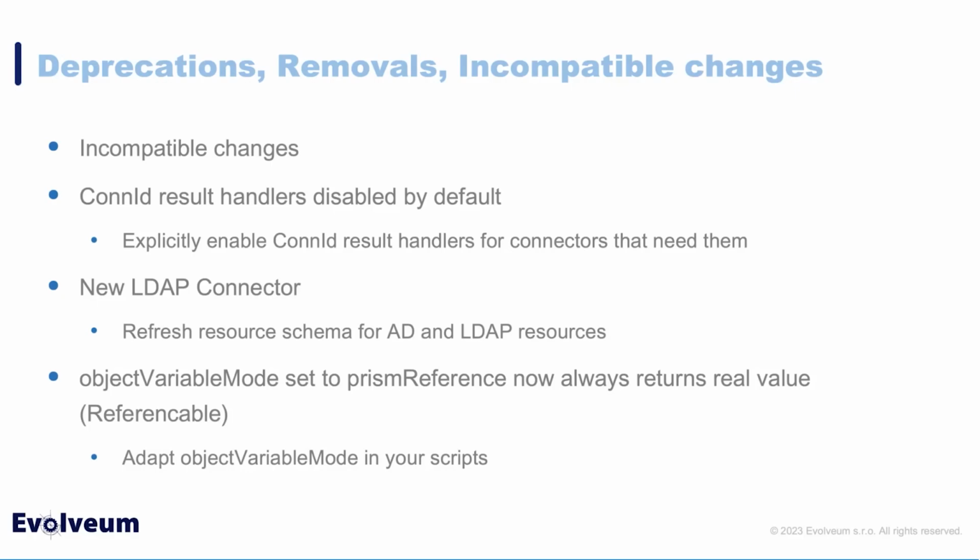So if you need to use them, you need to explicitly enable ConID result handlers for the connectors that need them. If the connector doesn't need any result handlers, no action is required. One of the connectors which required these result handlers was the CSV connector, but this was changed in version 2.6, which is bundled with MidPoint 4.7.